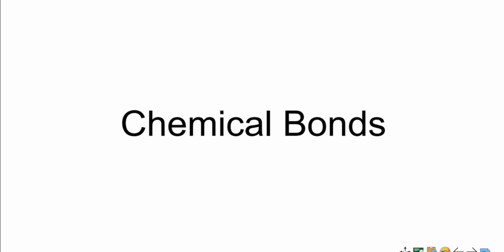In this video, we're going to discuss the basics of chemical bonds, like what a bond is, how bonds form, or the basics of how bonds form at least. And we're going to discuss two types of bonds, although there are a few more. We're going to discuss ionic and covalent bonds.